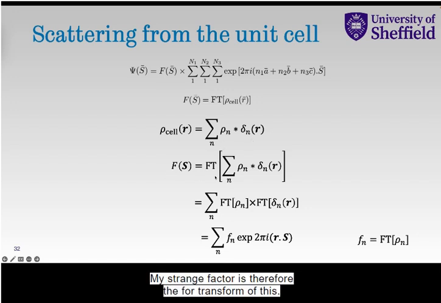So my structure factor is therefore the Fourier transform of this. We can do a little bit of maths and show, as we did previously, that the Fourier transform of two things convoluted with each other is the Fourier transform of one multiplied by the Fourier transform of the other. So we get this expression here. What we end up with is the Fourier transform of the electron density, which we call the atomic form factor, f_n, multiplied by the Fourier transform of a series of delta functions, which just gives us this exponential 2πi r·s term. And this is the so-called structure factor equation.